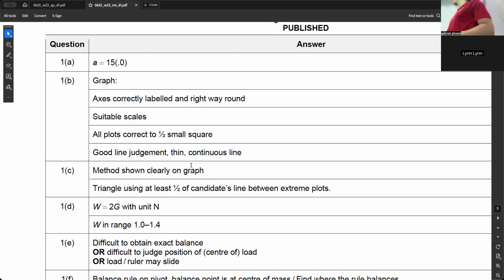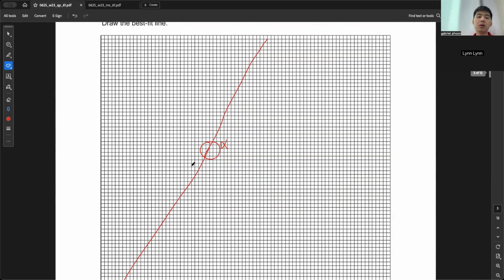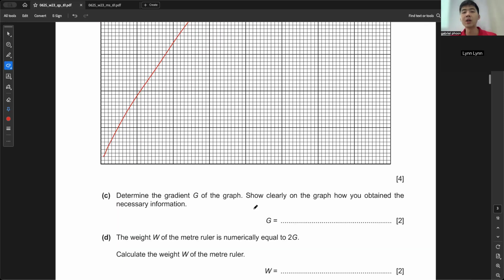I want to talk about this one also. Wait, anyone did 1C already? You know what's this triangle method? You all don't know. Hey, everyone pay attention. After assuming you draw the graph already for question number 1, let's say this is that graph you drew. Usually after the graph, they'll ask you to find the gradient. Look here. Pay attention. You're asked to determine the gradient from the graph. Show clearly on the graph how you obtain it.